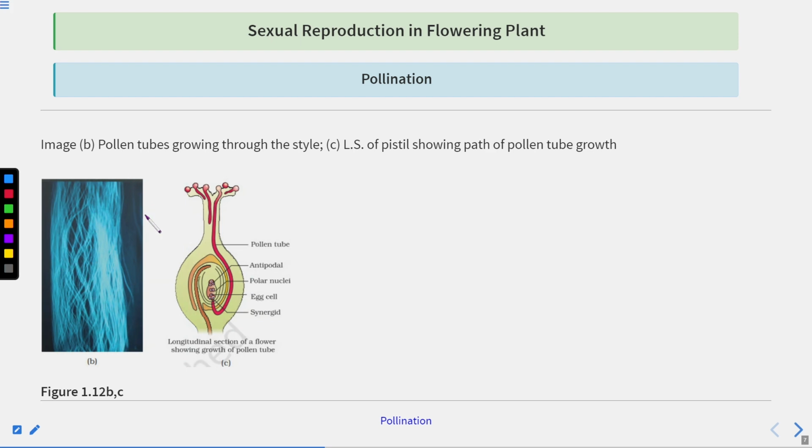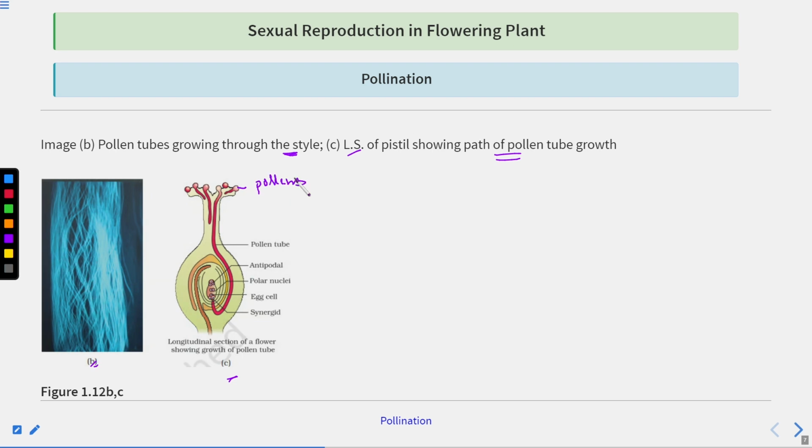Now this is an image. Image B. What is image B? Here the pollen tubes are growing through the style. So these are the pollen tubes that are growing through the style. And figure C, this is the LS of the pistil, meaning longitudinal section of the pistil, showing the path of the pollen tube growth. Okay, so what are these? These are the pollens.